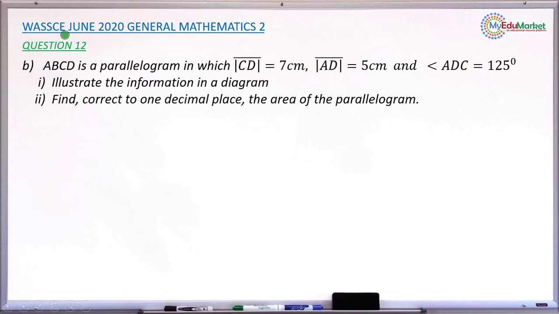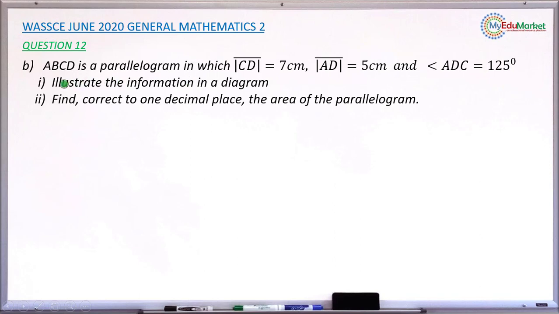This is WAEC June 2020 General Mathematics Paper 2, and we're answering question number 12B. The question reads: ABCD is a parallelogram in which the length of line CD is equal to 7 centimeters. The length of line AD is 5 centimeters, and the size of angle ADC is 125 degrees.